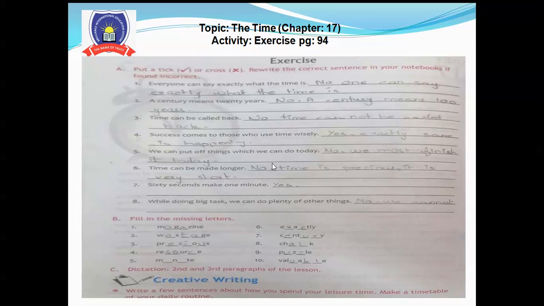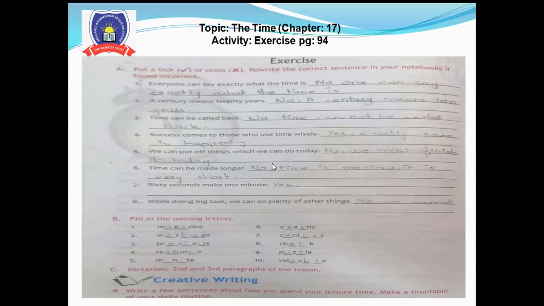Everyone can say exactly what the time is. No, no one can say exactly what the time is. A century means 20 years. No, a century means 100 years. Time can be called back. No, time cannot be called back. Success comes to those who use time wisely.